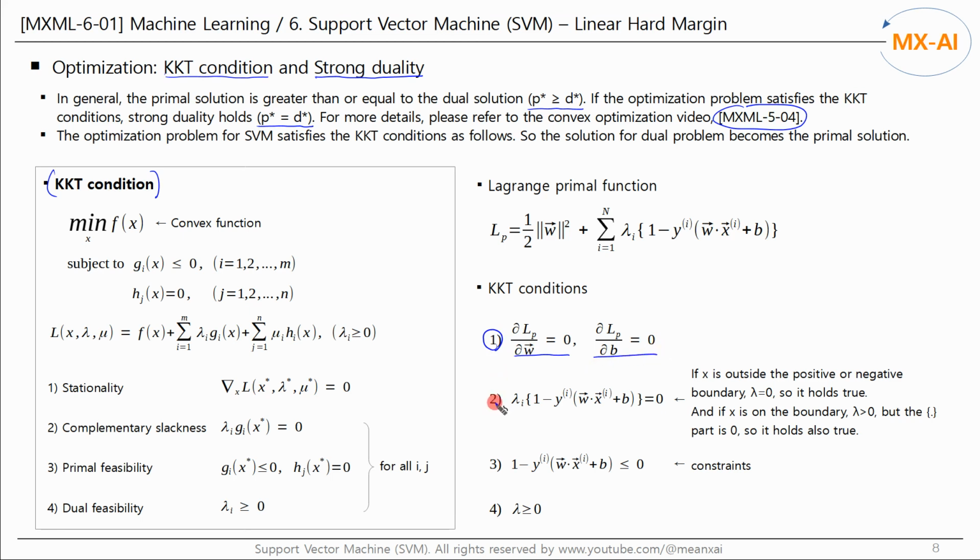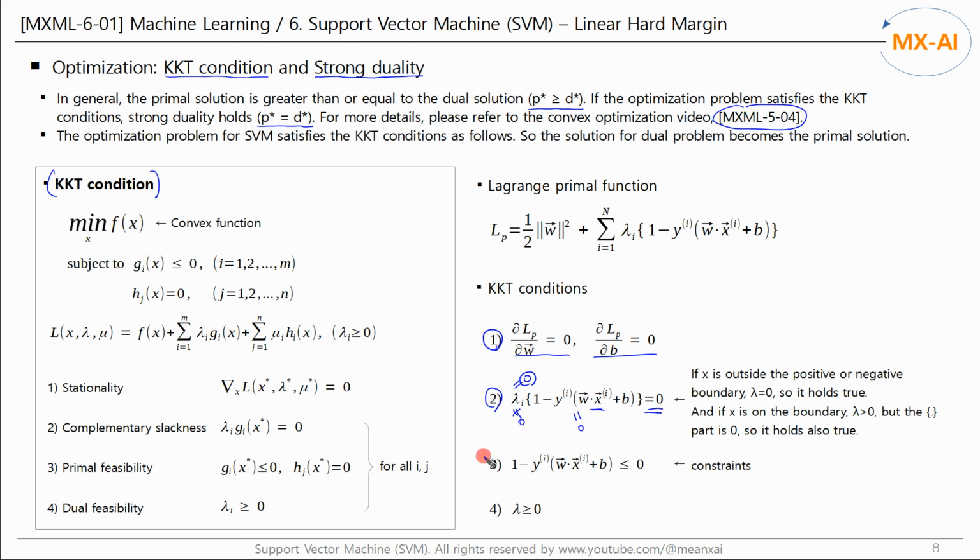Let's check whether the second condition, complementary slackness, is satisfied. If x is outside the positive or negative boundary, the lambda is 0, so this condition is satisfied. If you implement the SVM in the later video, you will see that the lambdas become 0 in that case. When the data point x lies on the positive or negative boundary, the lambda is non-zero, but this part becomes 0, satisfying this condition.